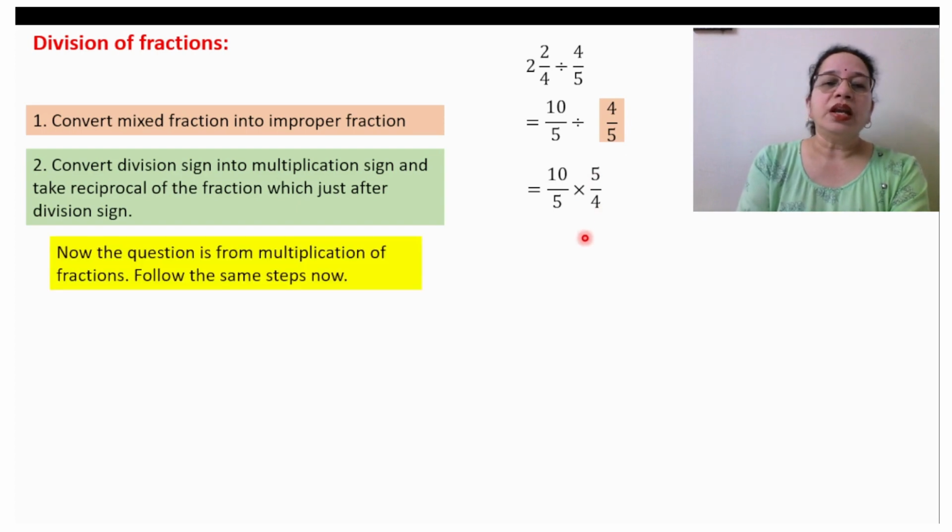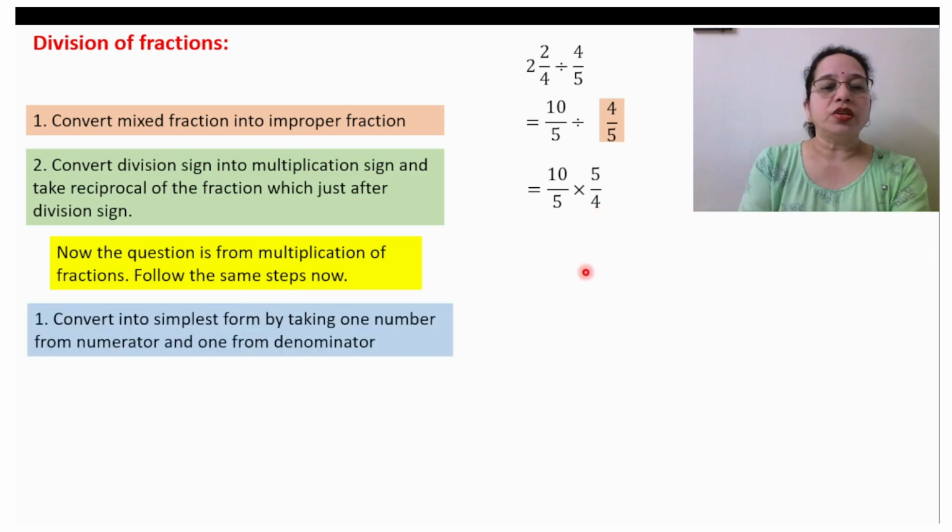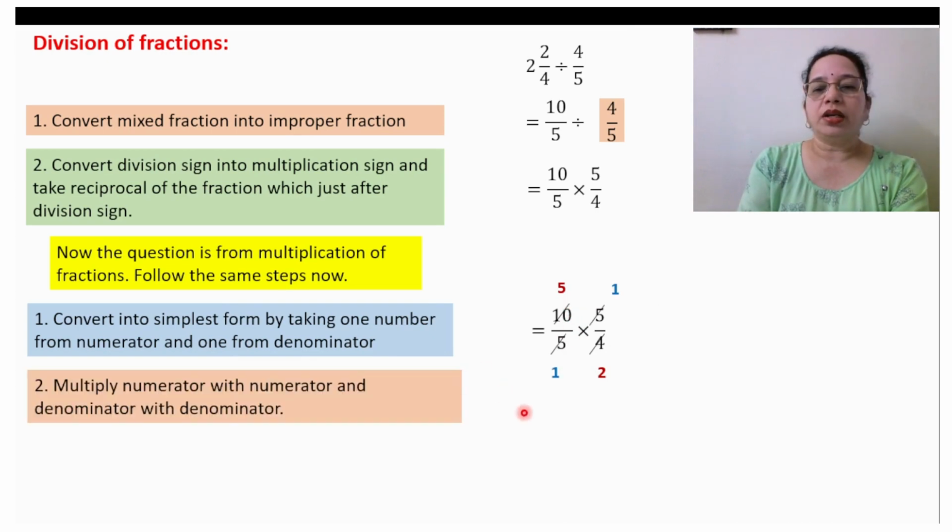Now you can see that the question we have converted into multiplication of fraction, and now you can use all the steps for multiplication of fraction. And what was the first step? Convert into simplest form by taking one number from the numerator and one from the denominator. So you can cut the number, this 5 and 5, or 4 2s are 4, 2 5s are 10, and then multiply numerator with numerator. So the answer will be 5 upon 2.